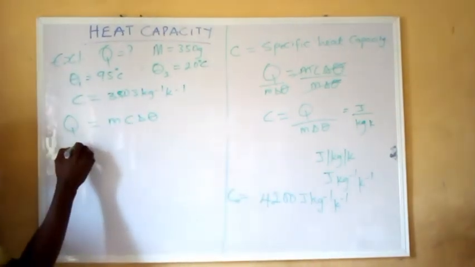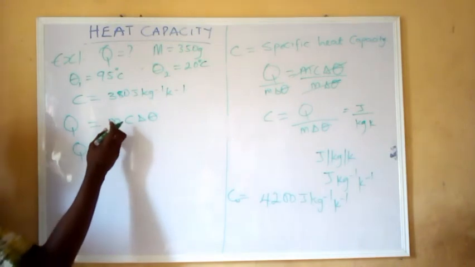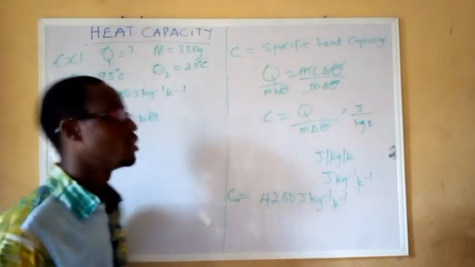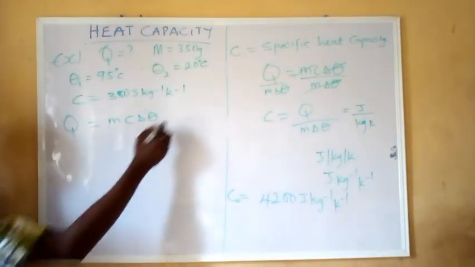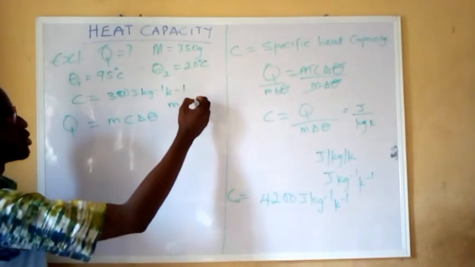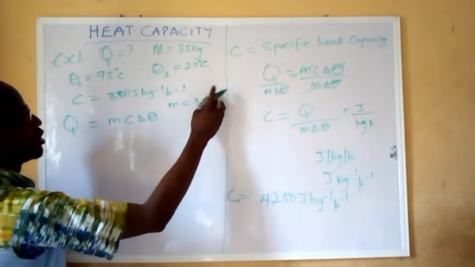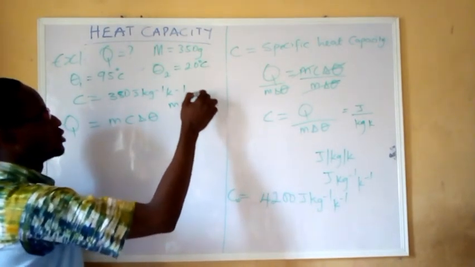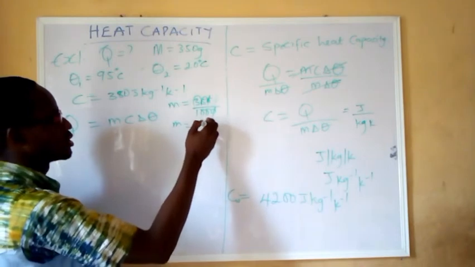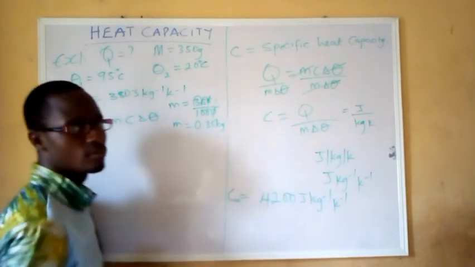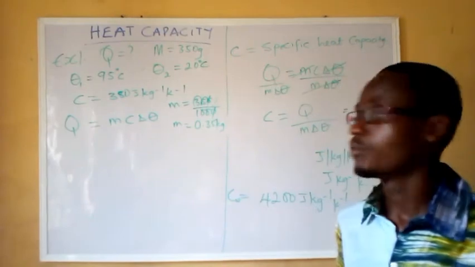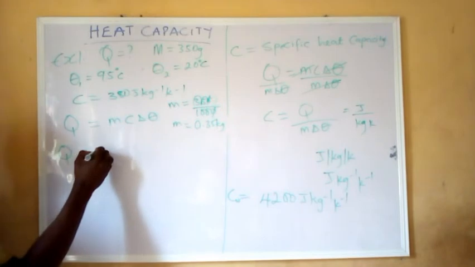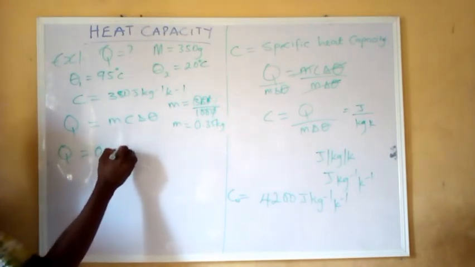So the quantity of heat will be equal to the mass, which is 350. But anyway, we need to convert the mass to kilogram, and to do that we have to divide by 1000. So 350 divided by 1000 gives 0.35 kg. So the mass is 0.35 kg.